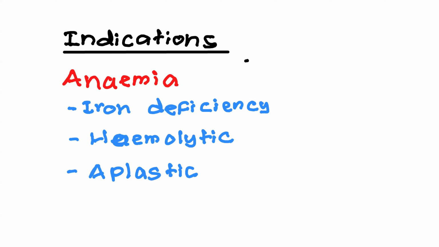Therefore aplastic anemia can occur. It means the generation of all the blood components is reduced and declines. Then another one is hemorrhagic anemia.